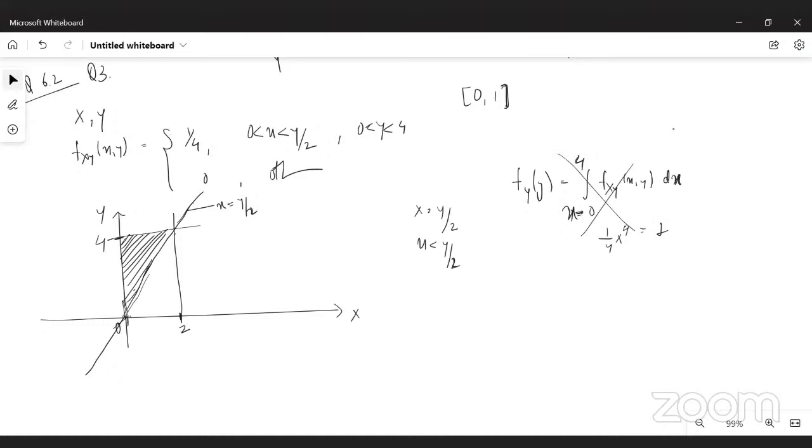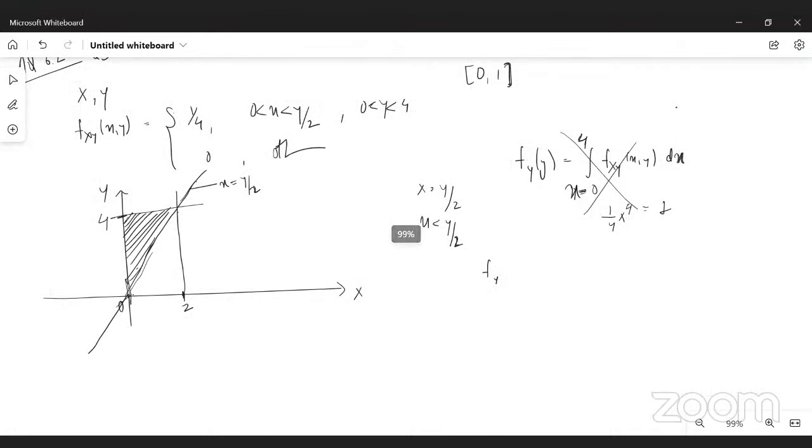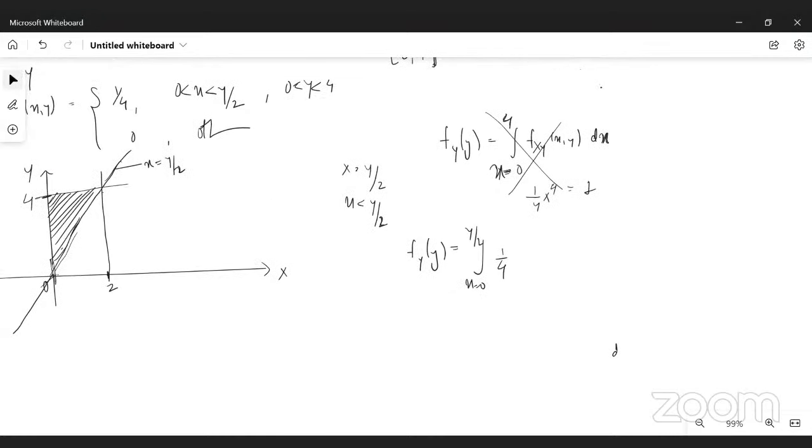Can you tell me the limit for x? x starts from 0 and goes up to y by 2. So f_Y(y) is the integral of x going from 0 to y/2 of 1/4 dx. So it becomes y/8.